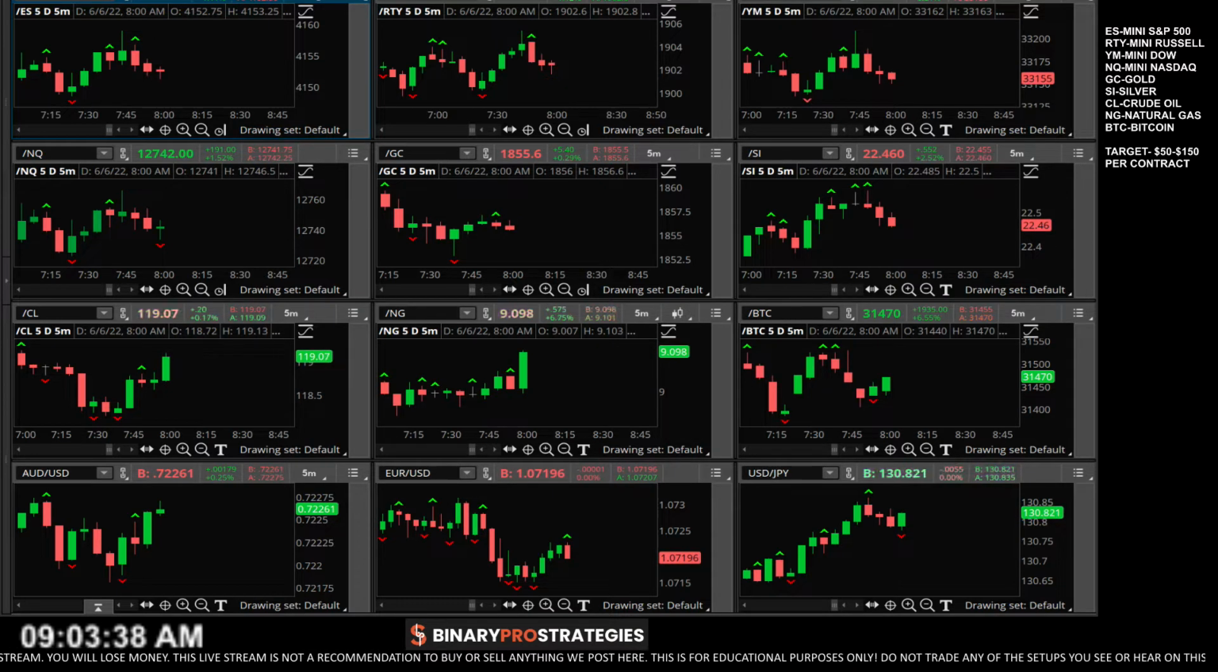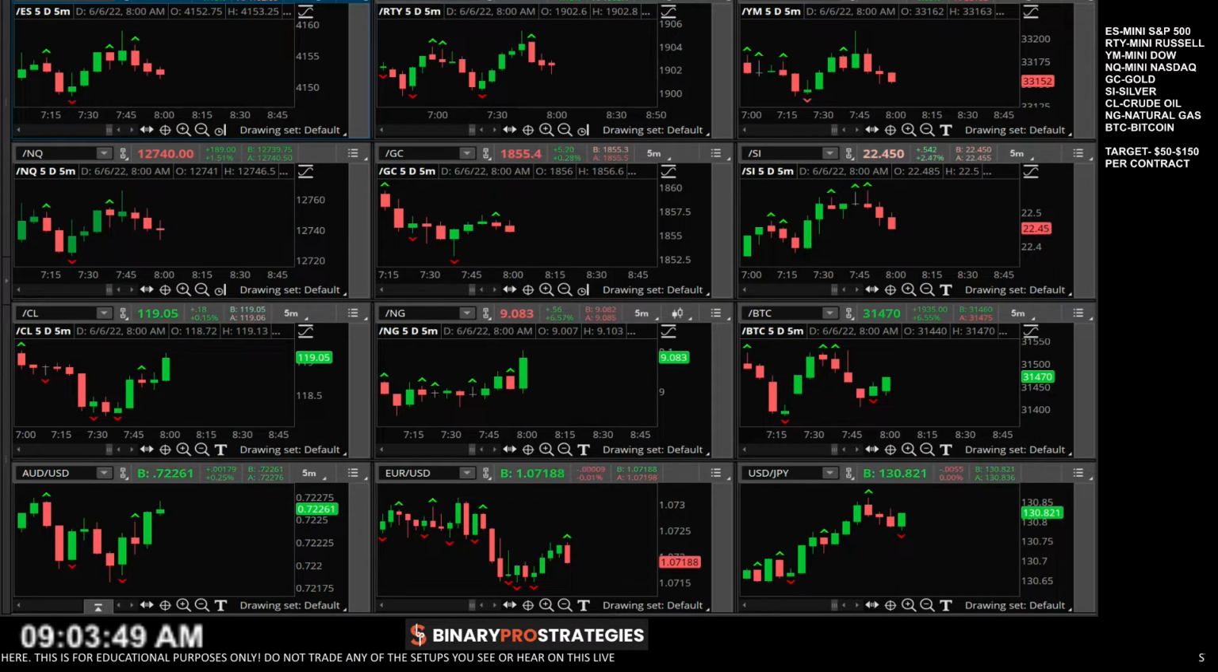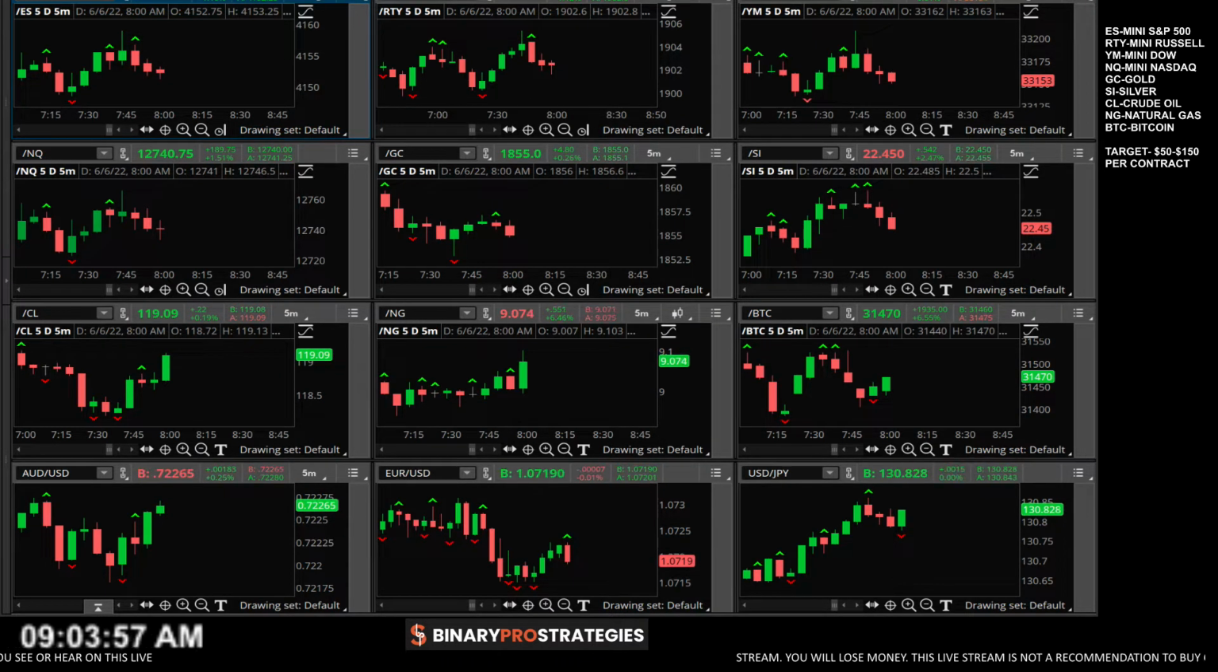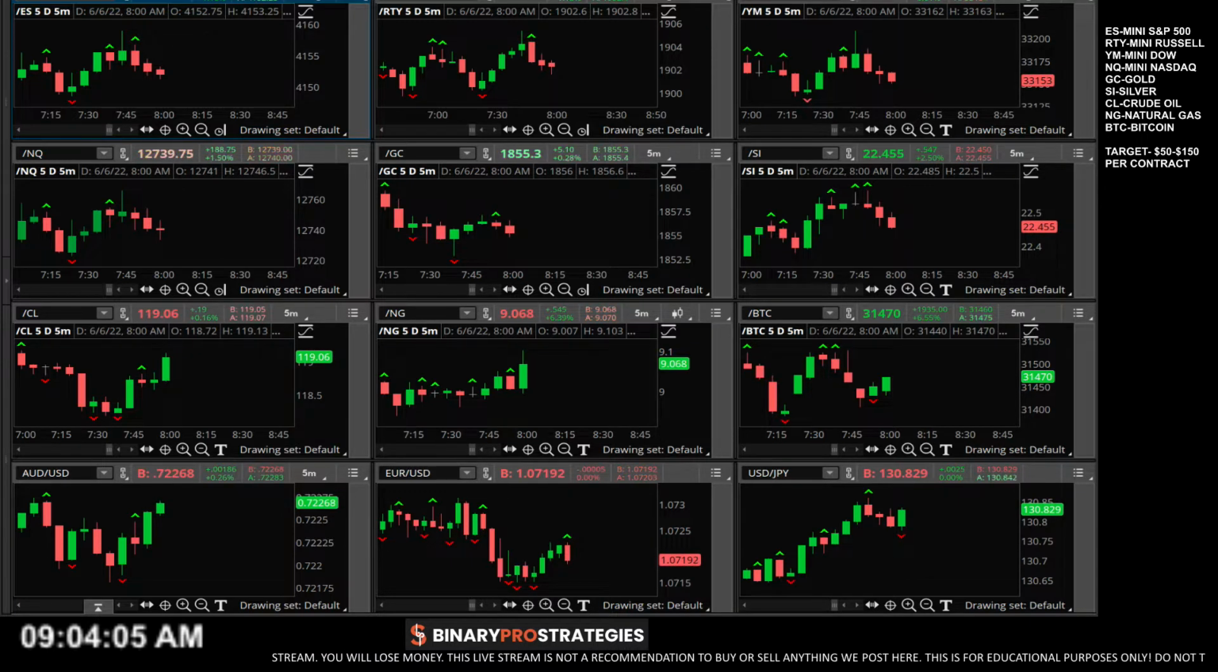With the indices and the commodities, we will be using something called Einstein. That is going to give us an entry, a profit target, and a reversal if we don't hit the profit target. And on the currencies, Aussie US, Euro US, and US Yen, we're going to be using one of 5 different core patterns. The core patterns are something that we teach in the core class, and those trades typically last no more than 4 to 5 minutes on average, whereas with Einstein, we wait either to hit target or reversal.